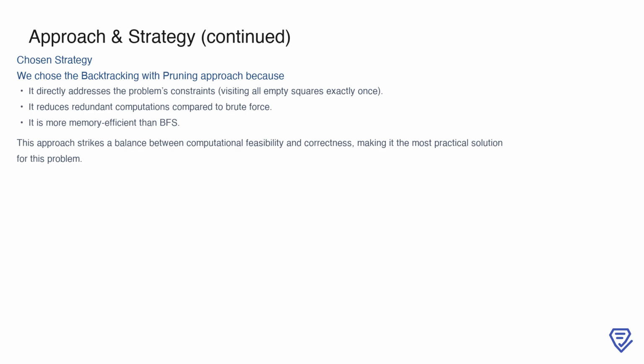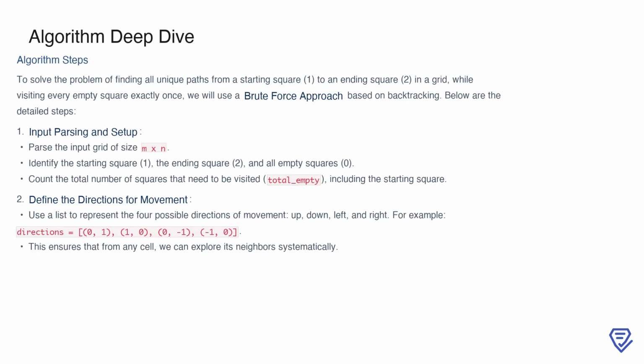To solve the problem of finding all unique paths from the starting square to the ending square while visiting every empty square exactly once, we use a brute force approach based on backtracking. First, we need to parse the input grid and locate the starting square, ending square, and all empty squares. During this setup, we also count the total number of squares that need to be visited, including the starting square. Next, we define the 4 possible directions of movement: up, down, left, and right, using a list of tuples. This helps us systematically explore all neighboring squares during the algorithm.